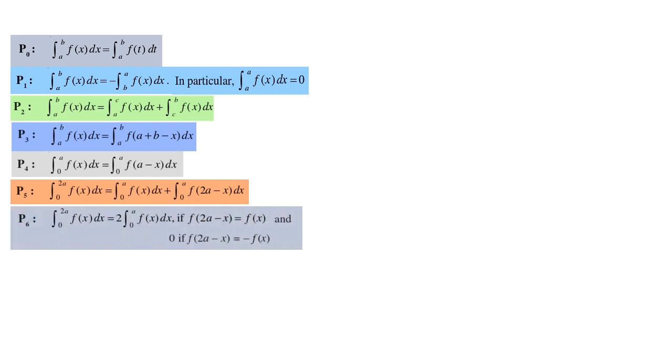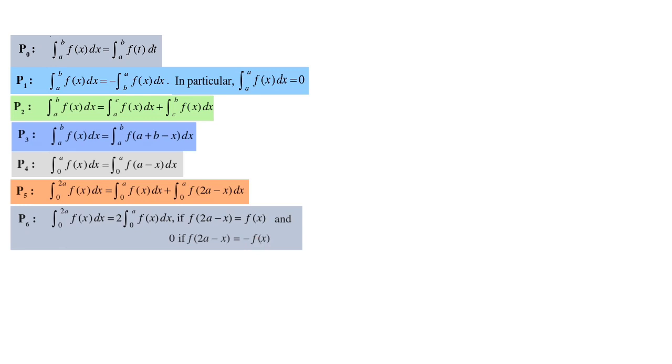Then the next property is integral 0 to 2a f of x dx is equal to 2 into integral 0 to a f of x dx if f of 2a minus x is equal to f of x, and integral 0 to 2a f of x dx will be equal to 0 if f of 2a minus x is equal to minus of f of x.